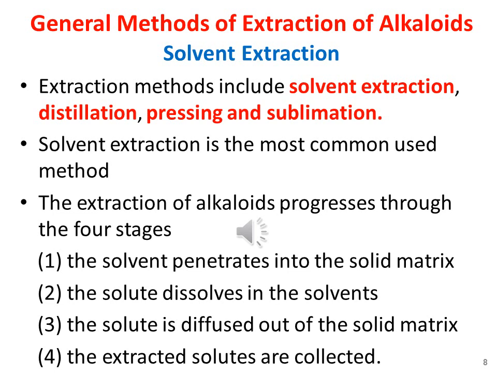The extraction of the natural product or alkaloids progresses through four stages. In the first stage, the solvent penetrates into the solid matrix, that is the plant material. In the second stage, the solute dissolves in the solvent. In the third stage, the alkaloids are diffused out of the solid matrix, that is the plant material. And in the fourth stage, the extracted solute or the alkaloids are collected.